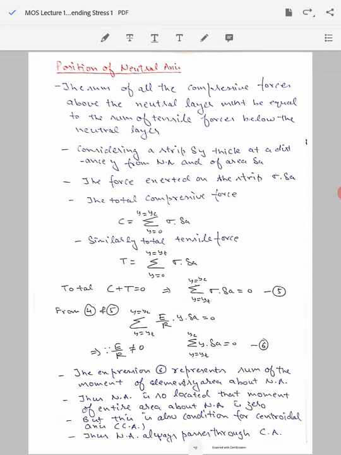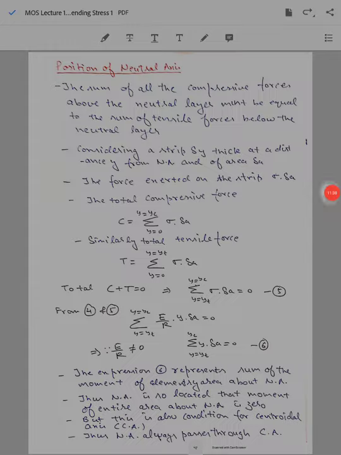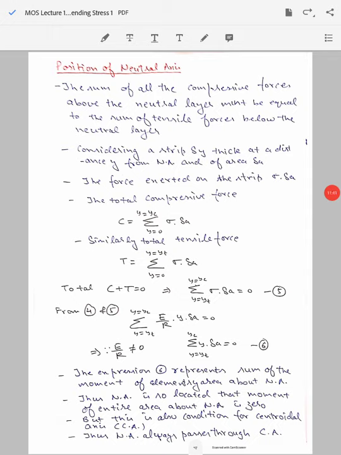Now let's talk about the position of the neutral axis. The sum of all the compressive forces above the neutral layer must be equal to the sum of all the tensile forces below the neutral layer, because we have already made the assumption that the total beam section is in equilibrium. So the total sum of all the compressive forces above the neutral layer at each section must be equal to the sum of all the tensile forces below the neutral layer.